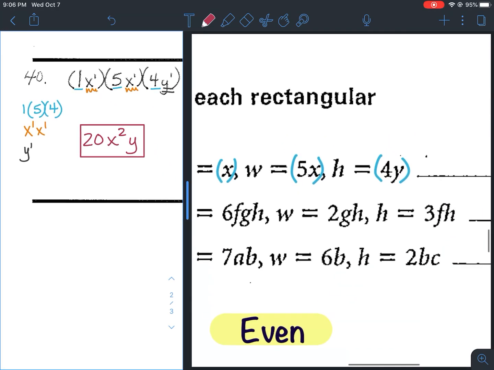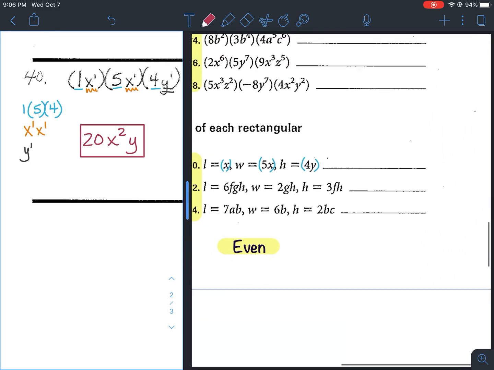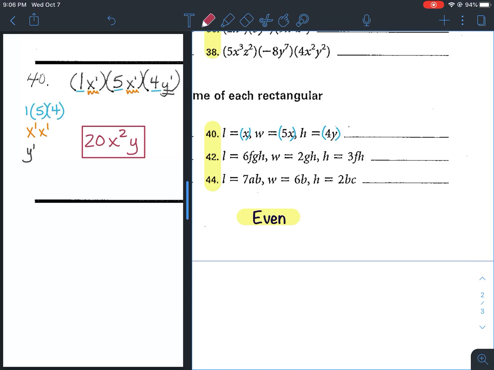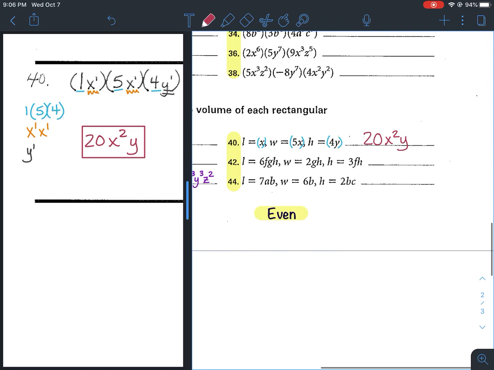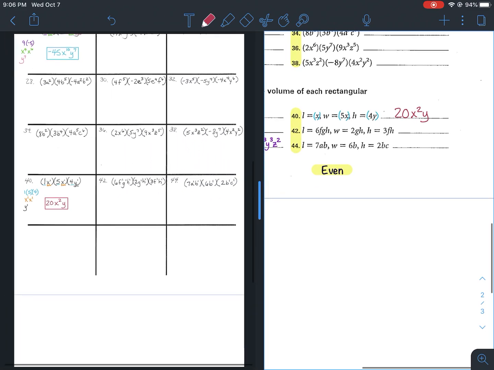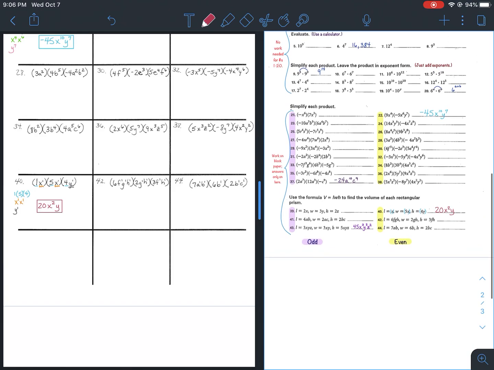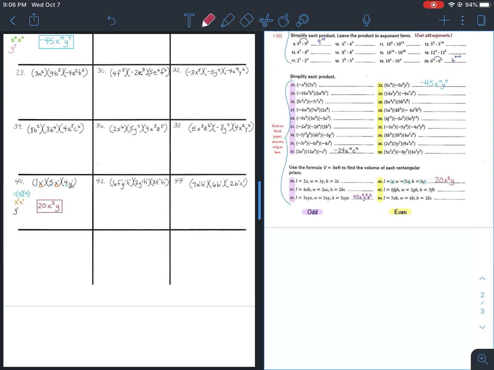Okay, come over to my paper here. Number 40, put my final answer of 20x squared y. Okay, so that is all I'm going to do. I helped you with 4 problems. I think that gives you a solid idea of how to complete these. If you have any questions, please do not hesitate to ask.